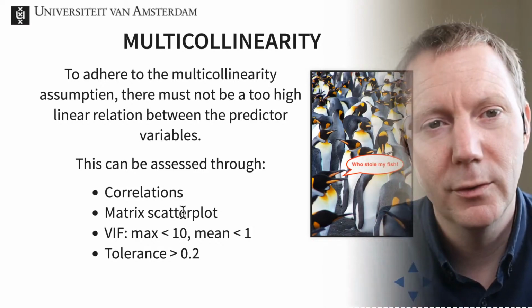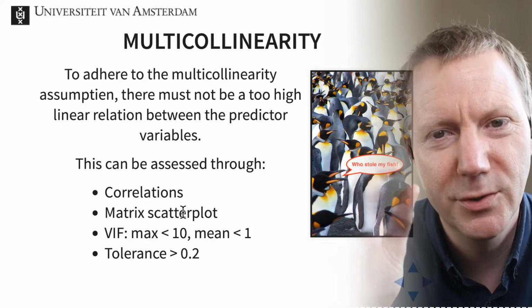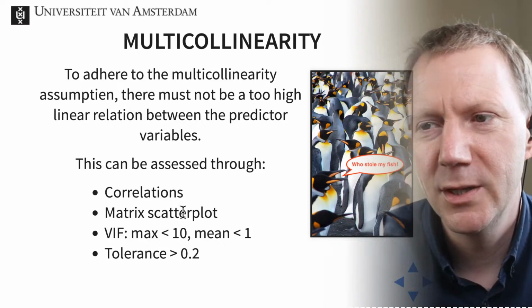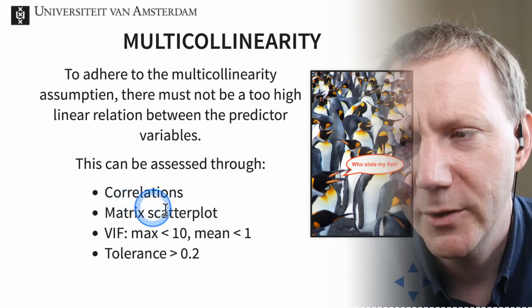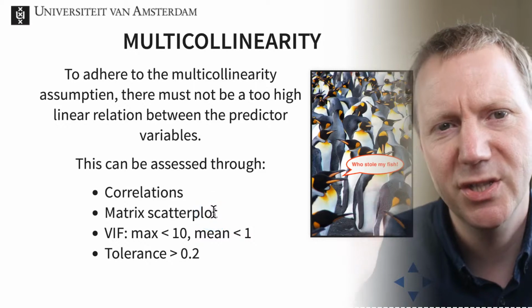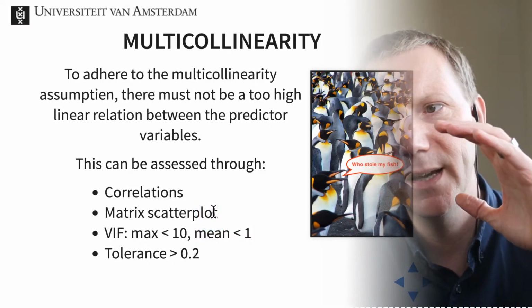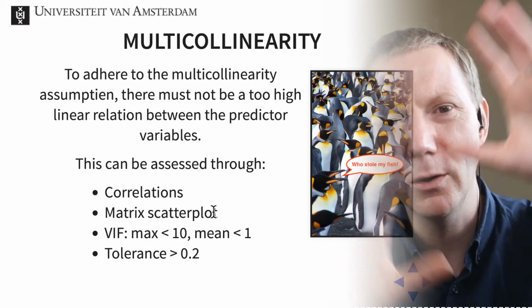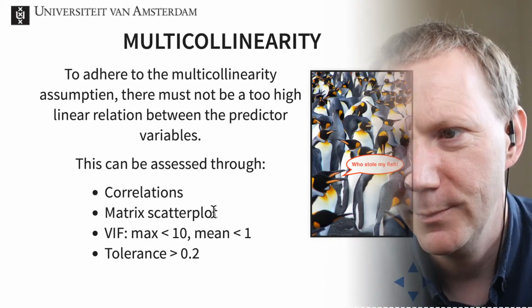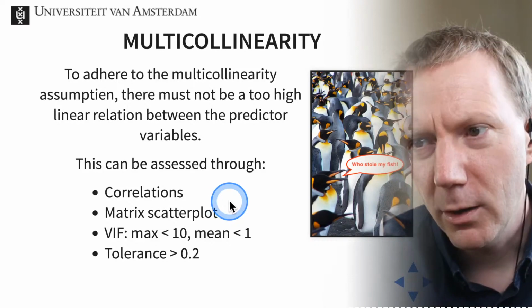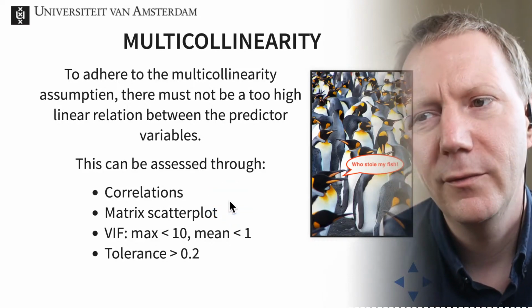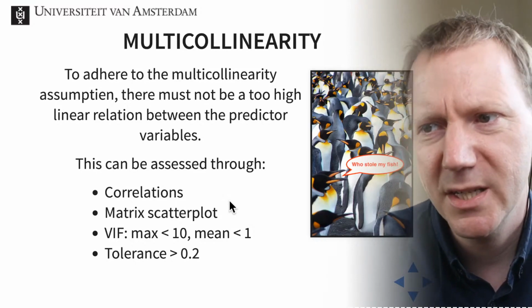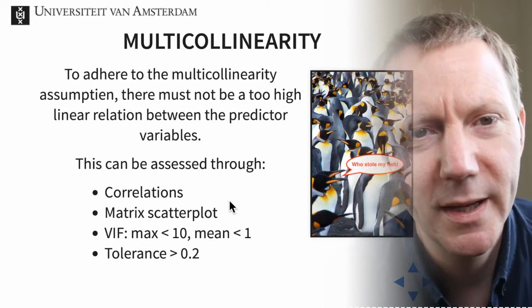So if you have two, of course, then there's only one scatter plot for the two predictors, but you could have more, and then you want to look at each and every one of them. So you can create a matrix scatter plot in SPSS, which essentially makes multiple scatter plots for all the combinations that are possible. There are also a few indicative diagnostic values that are calculated within SPSS, which Field also explains.